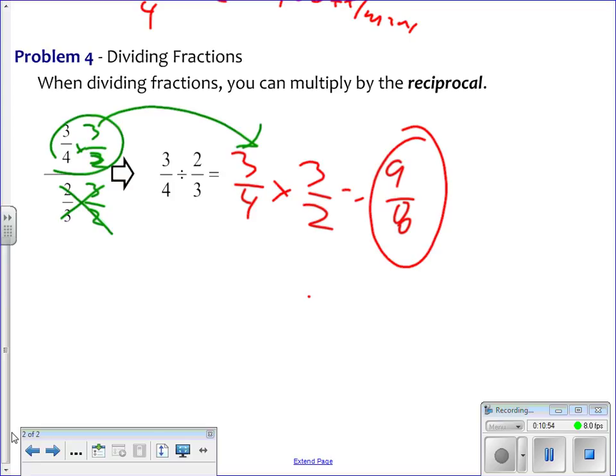Compound fraction, I want 1 in my denominator. How do I make this 1? I invert the second one, multiply it by its reciprocal. If I do the bottom, I have to do the top. That's why you do it. Do I expect you to remember that? No. But I thought I'd show it to you while I had the opportunity. Any questions? Okay.